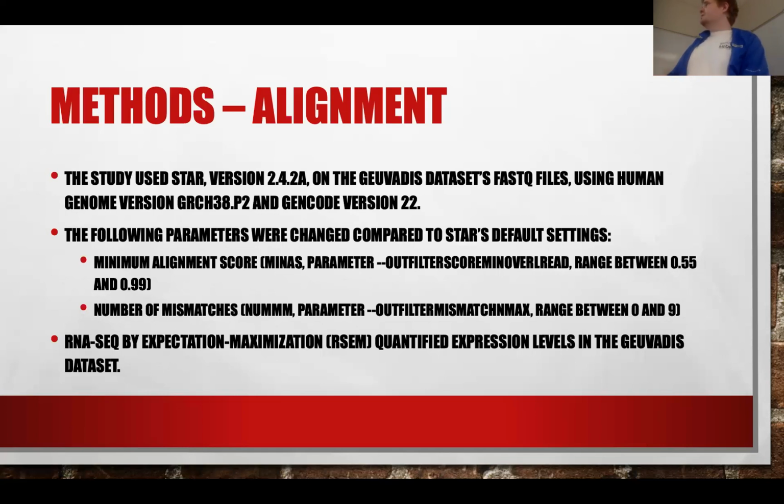So this was done on the Vivatis dataset files using human genome version GRCh38.p2 and GENCODE version 22. The following parameters were changed compared to STAR's default settings. They changed the minimum alignment score to between 0.55 and 0.99, and they allowed the number of mismatches to be between 0 and 9. To quantify expression levels, they used RNA-seq by expectation maximization, or RSEM.